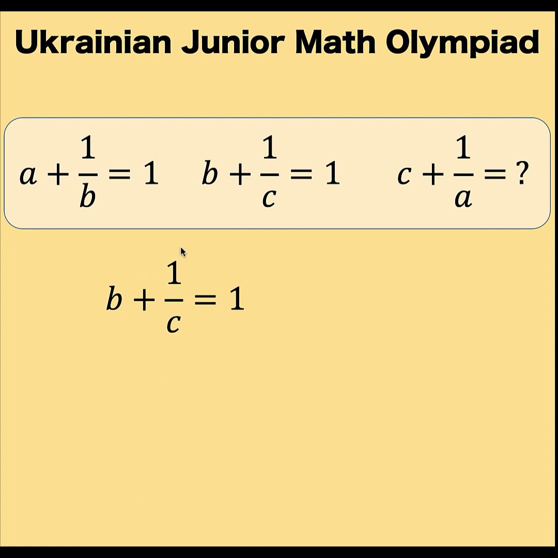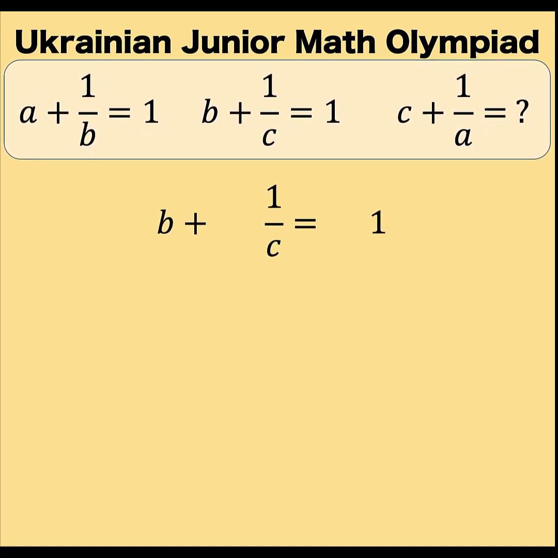b plus 1 over c is equal to 1. Our goal is to isolate c in one side of the equation. In order to do that, let's first multiply both sides of the equation by c. That means each of the terms at the left side is multiplied by c, and the single term at the right side is also multiplied by c. Simplifying, the left side becomes bc plus 1, and the right side is c.